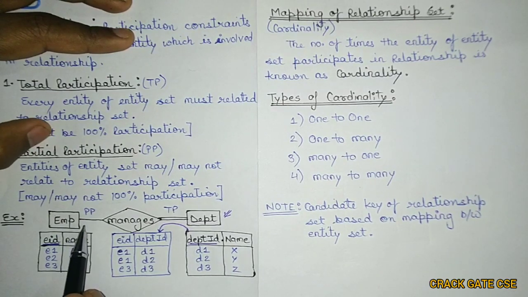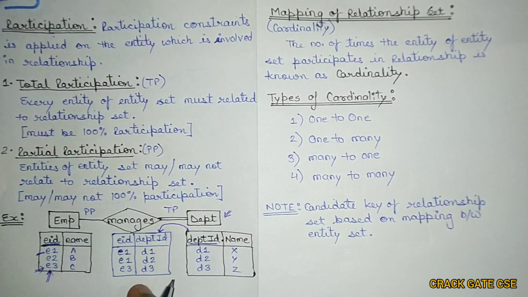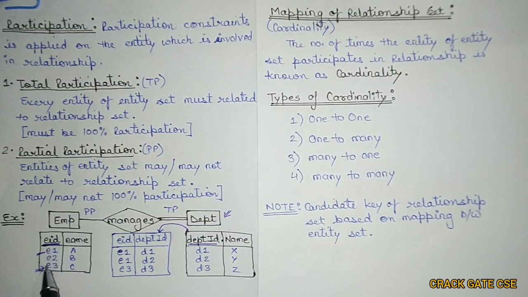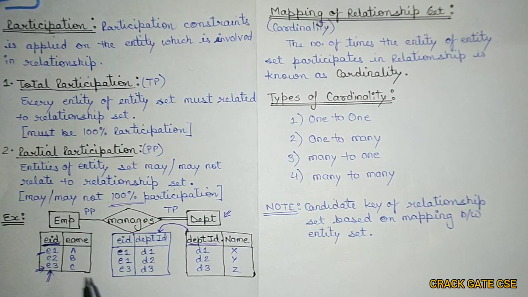Now let's check partial participation. In partial participation I have three values for the key of the employee table, which are E1, E2, E3. But among E1, E2, E3, you observe that only E1 and E3 are here. That means it is not required that all the values of the employee table will take part in the manages relationship. So this is the definition of partial participation, that is, it may or may not be 100% participation.